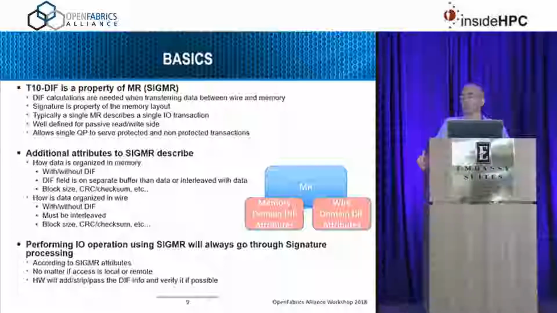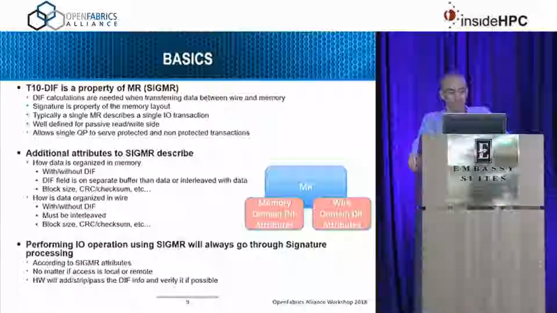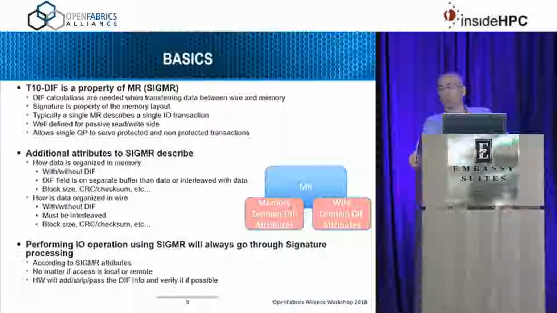So what is needed to basically describe a signature? Again, MR can be with or without diff, obviously, if you use the signature or not. Then the diff field, should it be on a separate buffer or interleaved with the data? And then we can obviously describe what would be the block size of the signature, and if we should use CRC or checksum. Typically, for wire, we would use CRC. For memory, sometimes it's easier for NICs to support checksum.